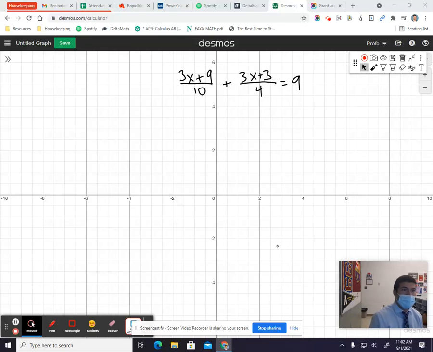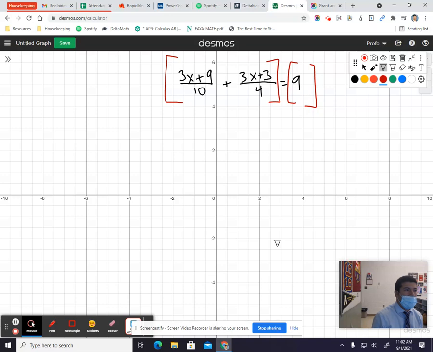All right, so this is the equation (3x + 9)/10 + (3x + 3)/4 equal to 9. What we've been talking about in class is that if we want to solve an equation that contains fractions, one way of getting rid of these fractions is to multiply both sides of the equation by the least common multiple.